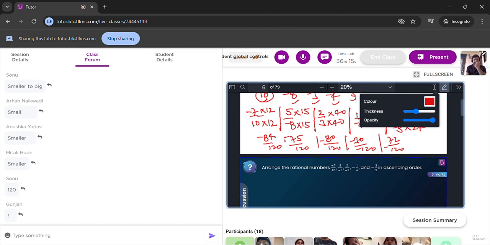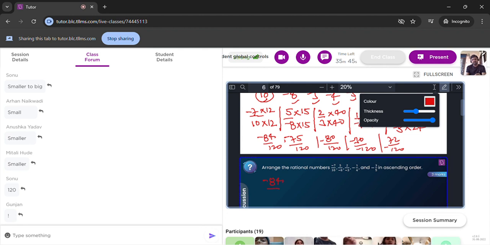Sir, I have one doubt. When we do the standard form of 30 by minus 120, it will be minus 30 by 120, and the same with 72 by minus 120 also. Okay, I got your point. But we have to first focus only on the numerator part. In the numerator, which one is greater? Minus 84. Okay.